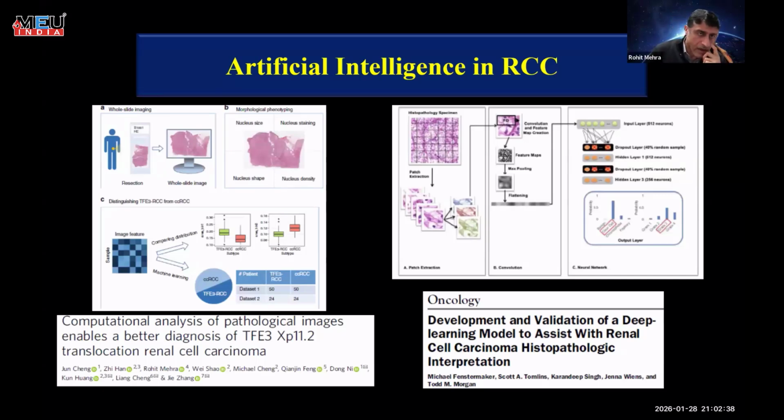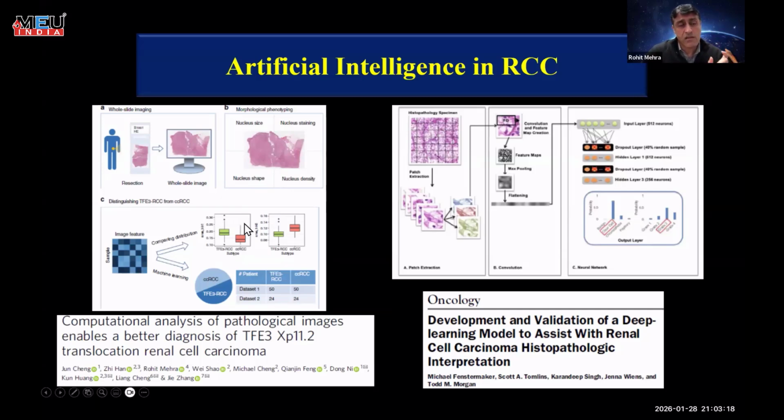Like other fields of life and science and medicine, artificial intelligence has also made an inroad into the kidney cancer world, actually way more on the therapeutic side, which sometimes we don't get a direct glimpse of, but I'm involved in some therapeutic studies, and I think AI is making a huge inroad there. But today I will share this study, which Dr. Liang Cheng invited me to participate on, where we were able to distinguish between clear cell renal cell carcinomas and TFE3 rearranged renal cell carcinomas using an AI-based algorithm which was developed.